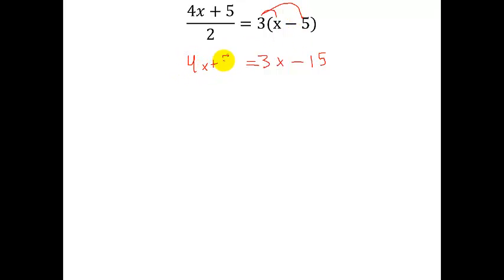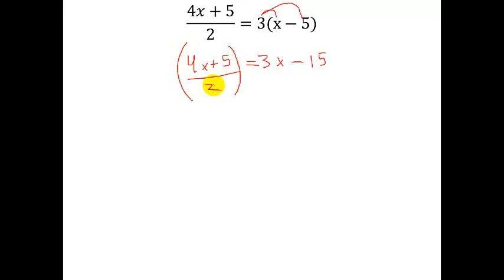This side I'm going to just rewrite as the same. Alright, so here we go. What do we do first? Well, remember, it's the 4x being divided by 2, and it's also the 5 being divided by 2. So I could rewrite this as 4x over 2 and 5 over 2, but I think an easier way is this whole side is being divided by 2.